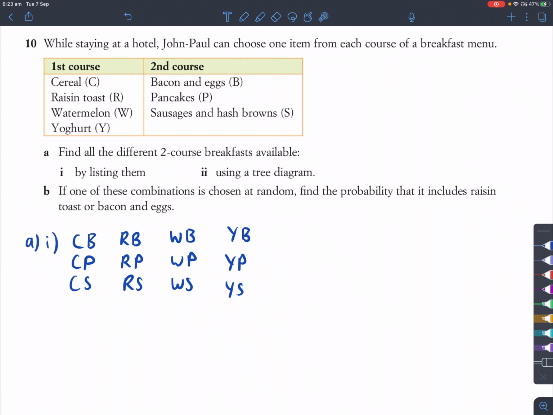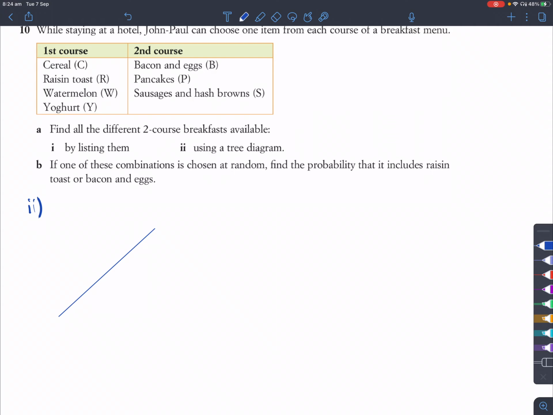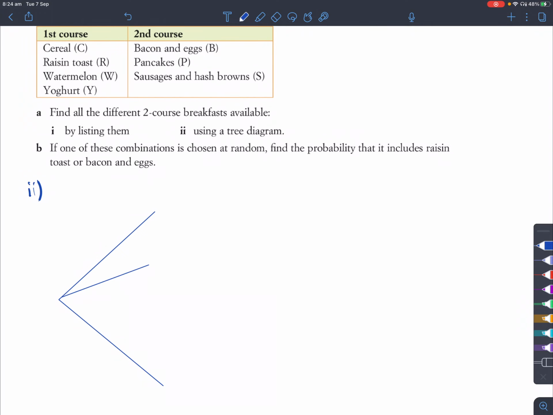Now, as for your tree diagram, now that you listed them once and you know there's 12 results, that's going to be a lot. So our tree diagram is going to be pretty large, right? So let me just draw that down here. Okay, so with our tree diagram, part 2, I'm just going to spread this out. So you know that there's going to be 4 options at the very beginning. Then 3 options for the second one.